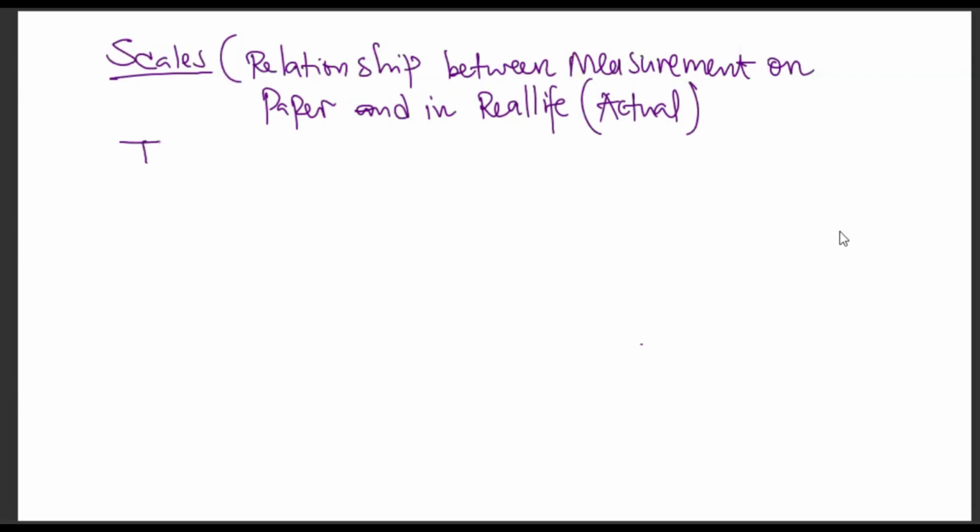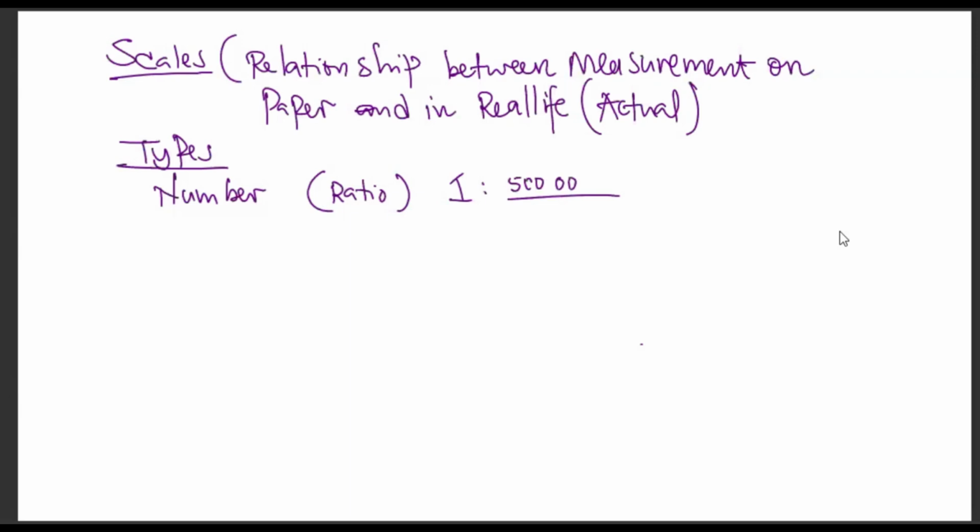Then how many types do we have? Types of scales. We have two. One called the number scale, which is written in a ratio form. Other people can call it a ratio scale. It will always start with a 1 is to a given value. In most cases, it's 50,000. This is how it looks.